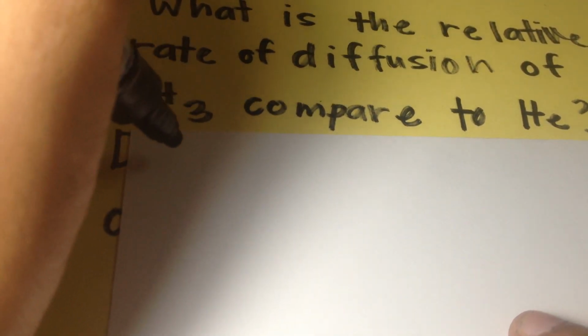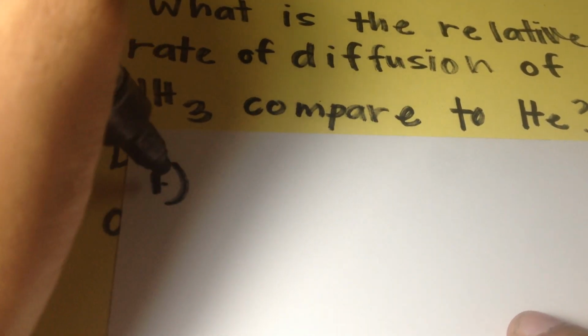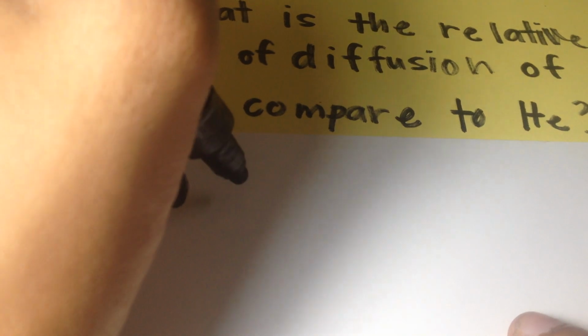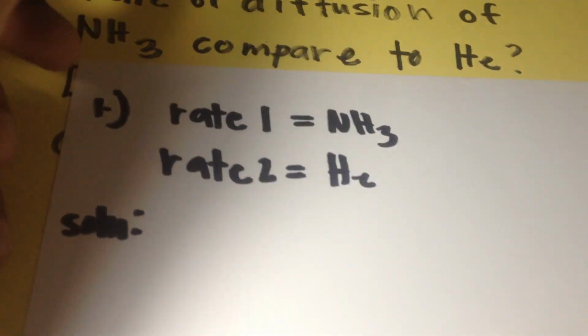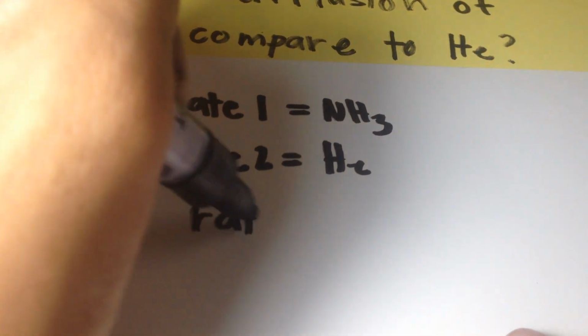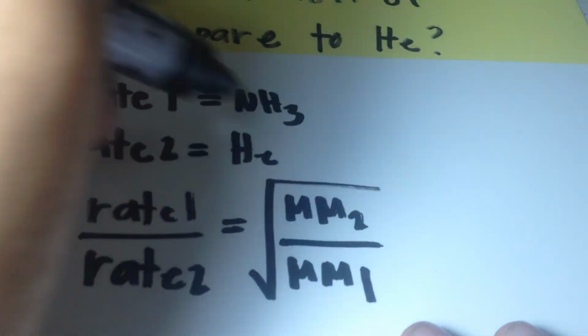So solution. Rate 1 is equal to ammonia and rate 2 is equal to helium. So we use again the formula. We have rate 1 over rate 2 is equal to the square root of molecular mass of 2 over molecular mass of 1.